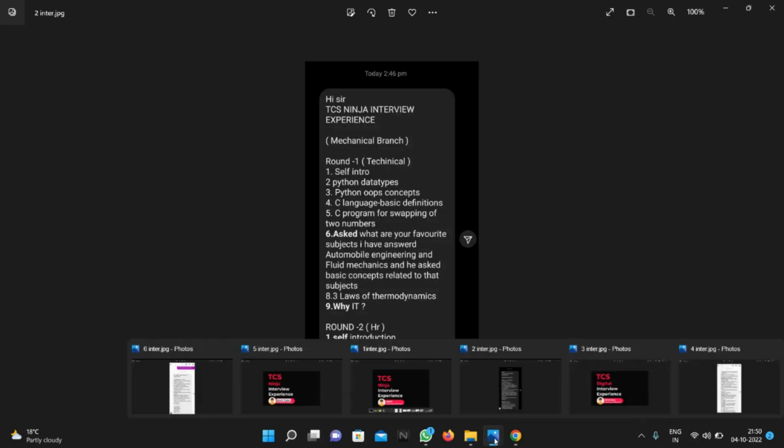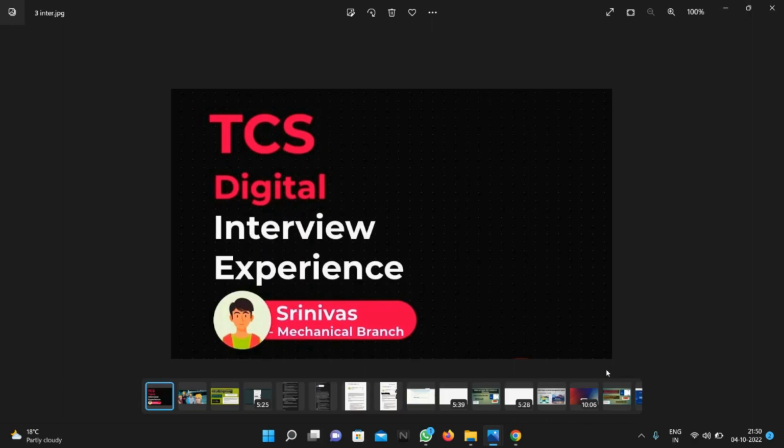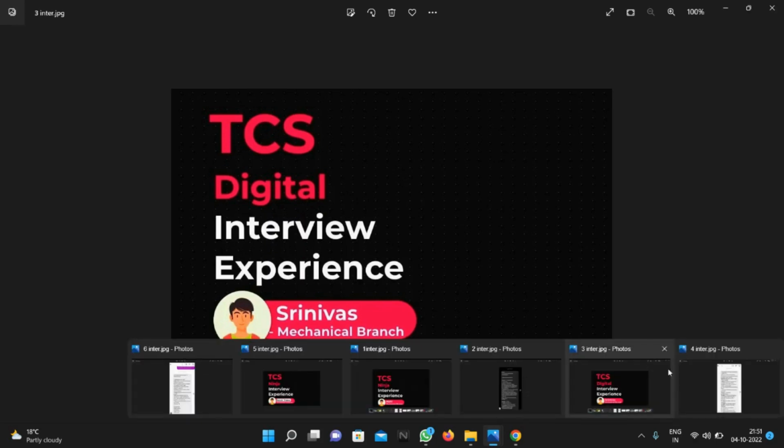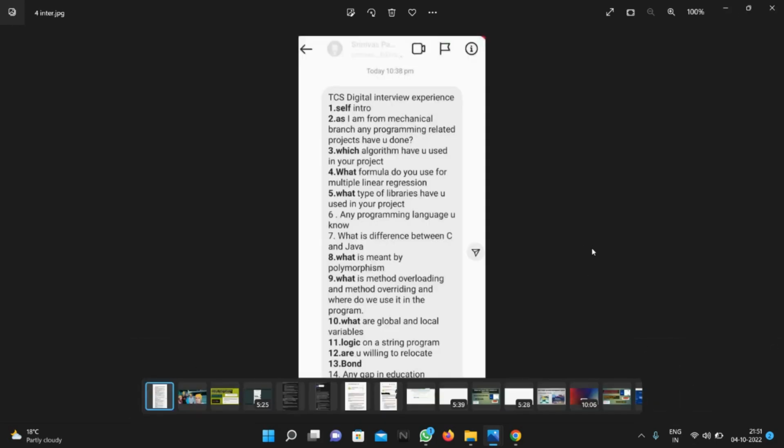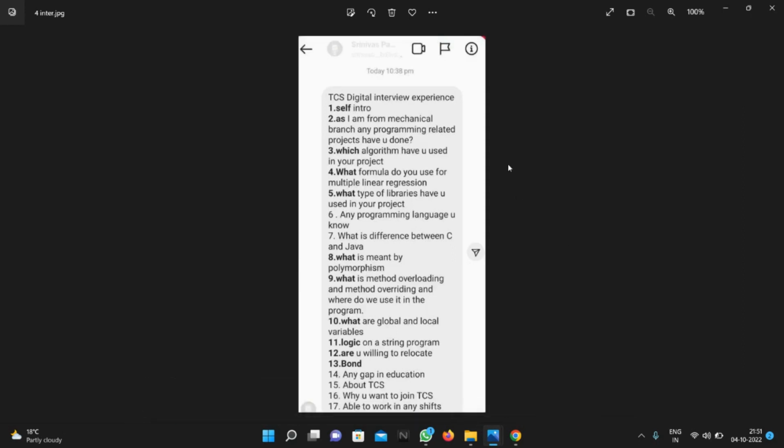And the last interview is of Srinivas, and he is from the mechanical branch, and he gave his interview for TCS Digital. In TCS Digital, the interviewer will start with self introduction, and as he is from the mechanical branch, they asked whether he has done any programming related project, and which algorithm he used in his project.